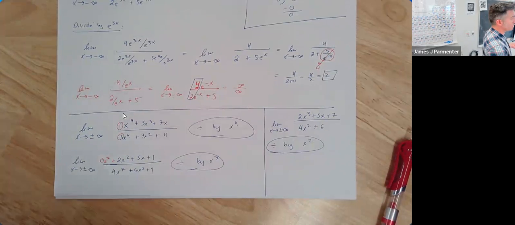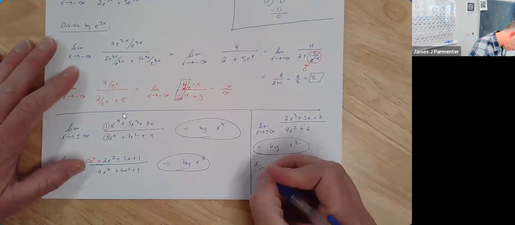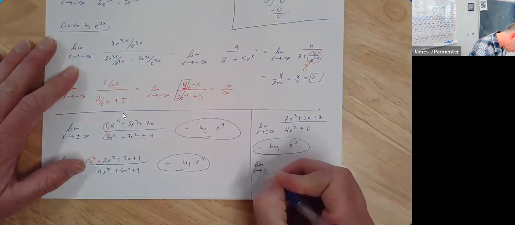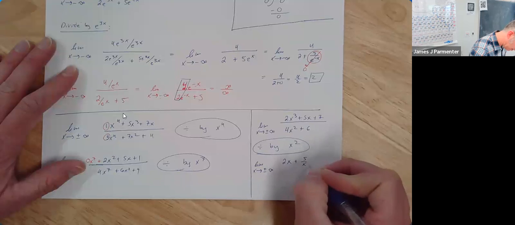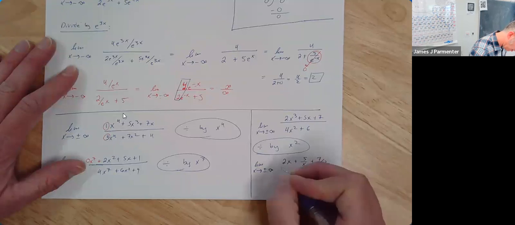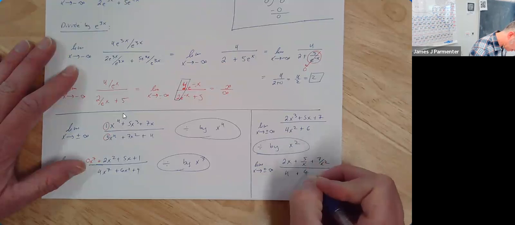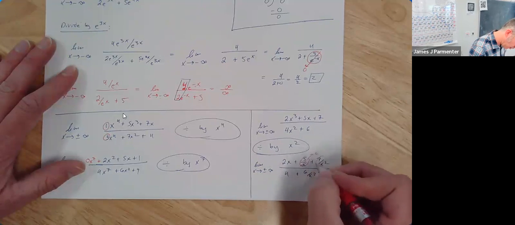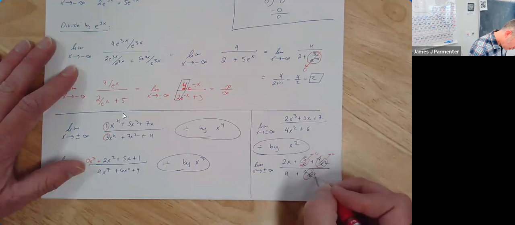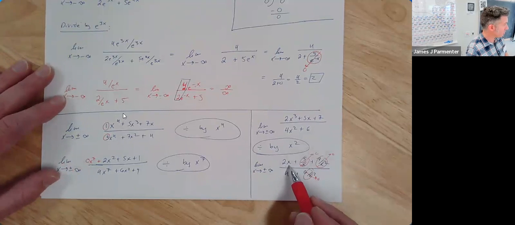Well, but first actually do the division by x squared. If I did the division by x squared, I would get 2x on top plus 5 over x plus 7 over x squared, over 4 plus 6 over x squared. And then all the terms dividing by x go to 0. So I'm left with 2 times whatever x is doing over 4.